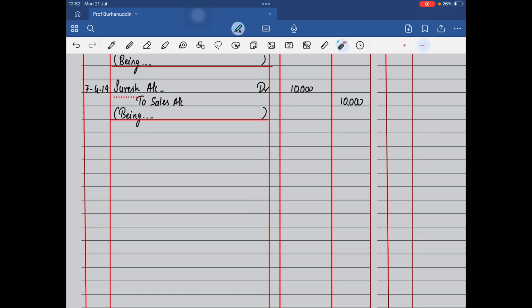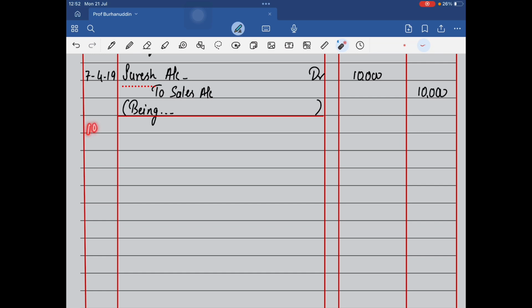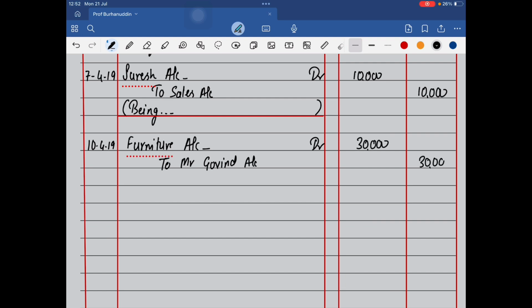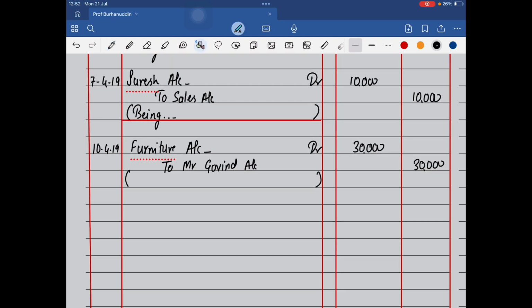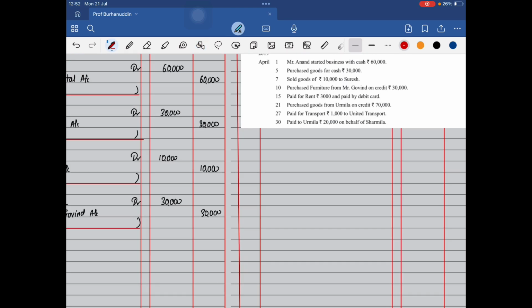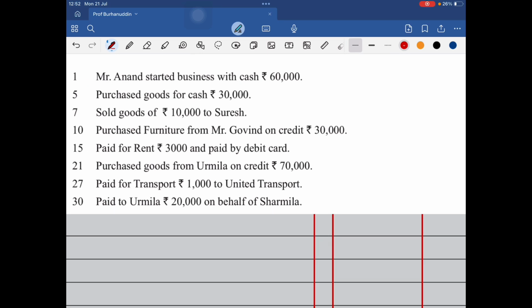So the date is 10th of the month. So 10th, 19, furniture account debit to Mr. Govind account. Amount is going to be 30,000. Do you understand this, sir? And the total. Correct. Too good, yeah. Now the next one.